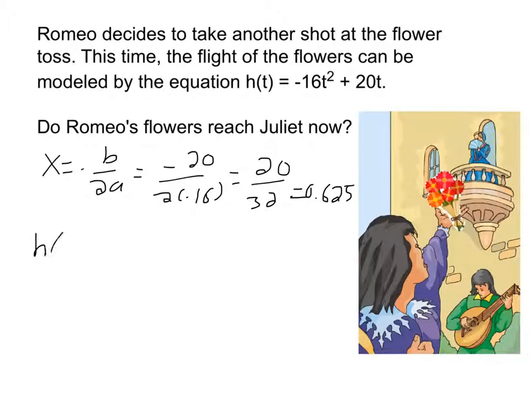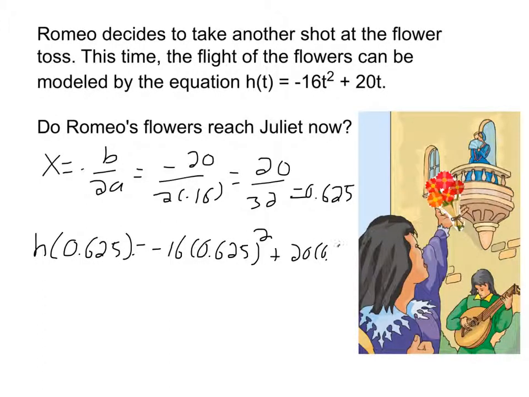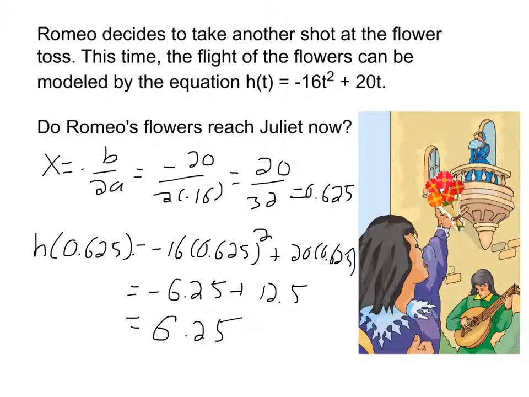Once again, we're just going to plug back in h of 0.625, which is going to be negative 16 times that value squared, plus 20 times that value. It's a little crowded, but you can see what's happening there. And when we plug in, using a calculator, we get negative 6.25 plus 12.5, which gives us a height of 6.25. And 6.25 feet is the maximum height that these flowers are going to reach.